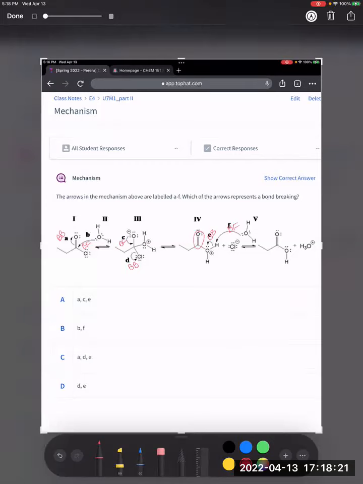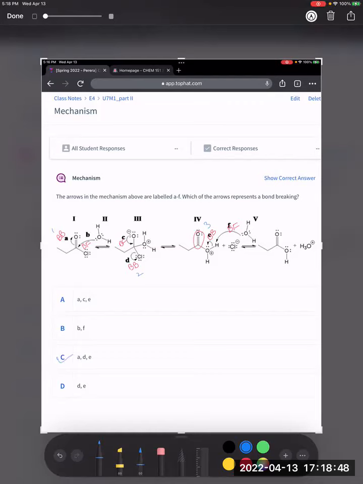And that's it. So how many bond breaking arrows do we have? We have 1, 2, 3 bond breaking arrows, and those are A, D, and E. So that should be option C.